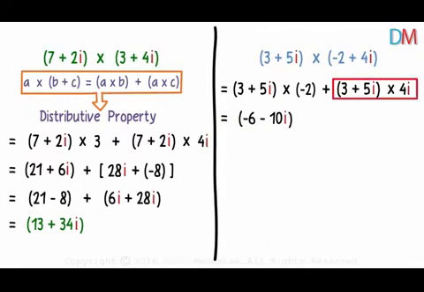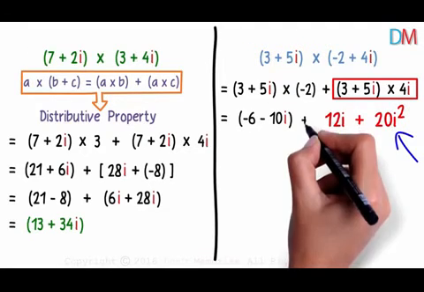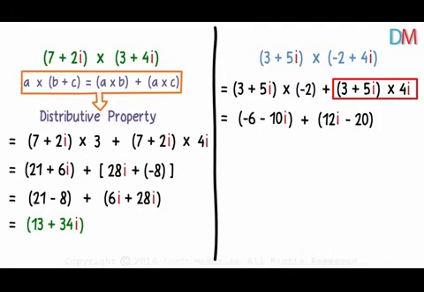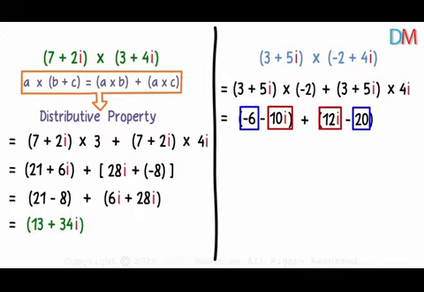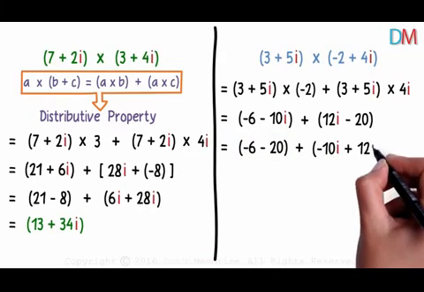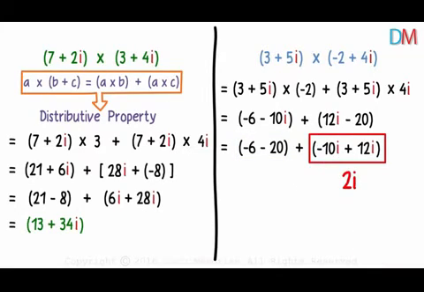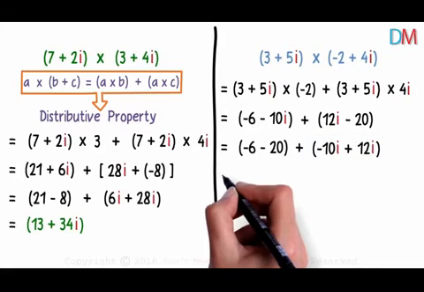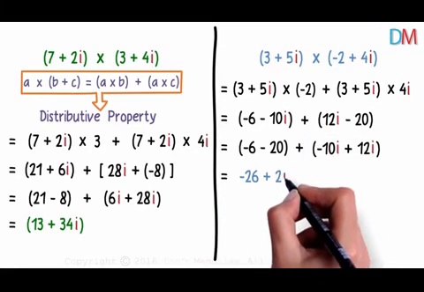Similarly, 3 plus 5i multiplied by 4i will give us 12i plus 20i squared. As i squared is negative 1, this can be written as 12i minus 20. And the last step is to add the real parts and the imaginary parts separately. We get negative 6 minus 20, or negative 26, as the real part, and negative 10i plus 12i, or 2i, as the imaginary part. Hence their product is negative 26 plus 2i.